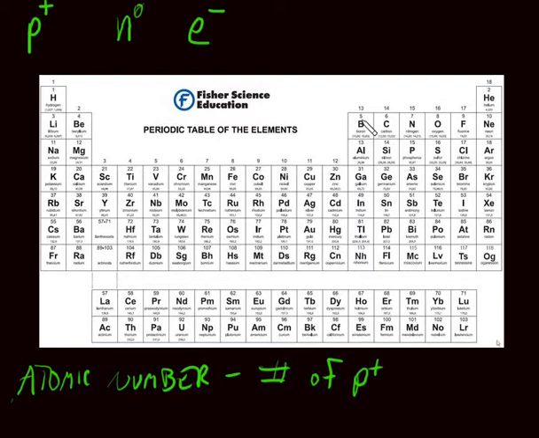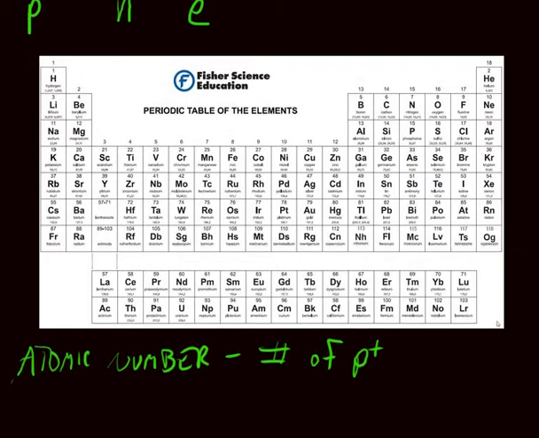So boron is boron because all atoms of boron have just 5 protons. Every carbon atom has 6 protons. If you have an atom with 7 protons, it has to be nitrogen. So the number of protons identifies the atom as a particular element.